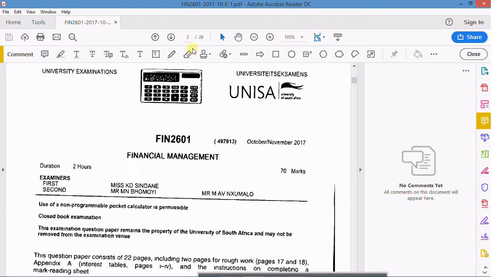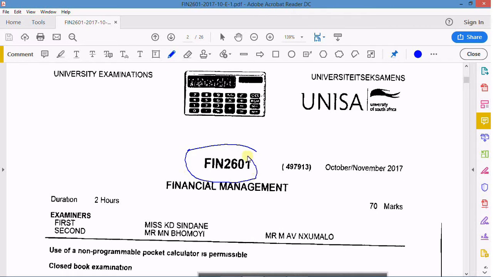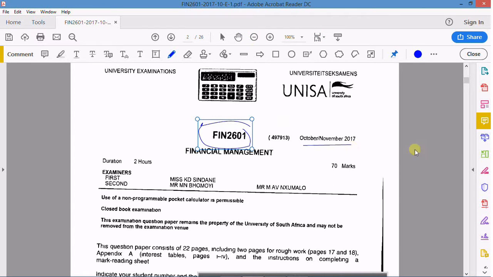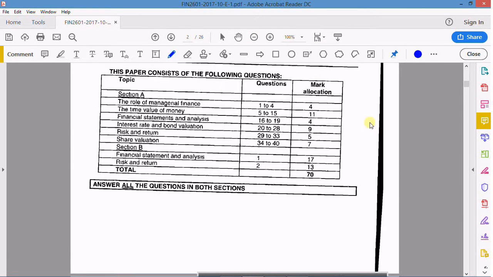FIN2601, we're looking at October, November 2017. This is another past paper to practice with in terms of your exam technique and getting things right for the assessment. Remember, you have a choice. You can either start with this or that. That counts 30, that counts 40, 40 out of the 70. Okay, so let's start with the 30 for today.